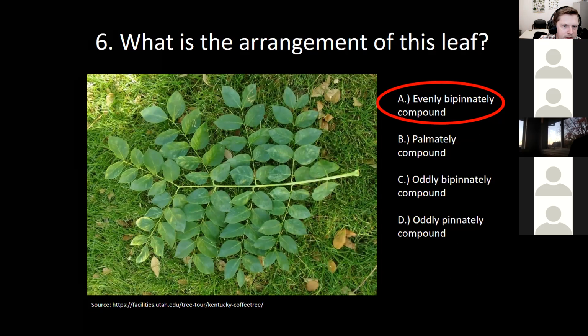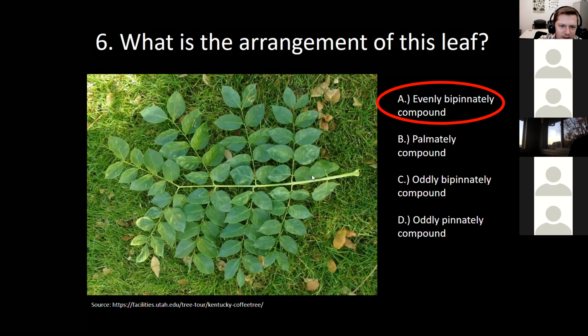I think for this one, oddly pinnately compound was still the most common answer, but this is technically evenly pinnately compound. You can see that there's an even number of leaflets here. If there was another one coming out in the middle at the end, that would make it oddly. You have to look at the very tip. If there's 1, it's odd. If there's 2, it's even.